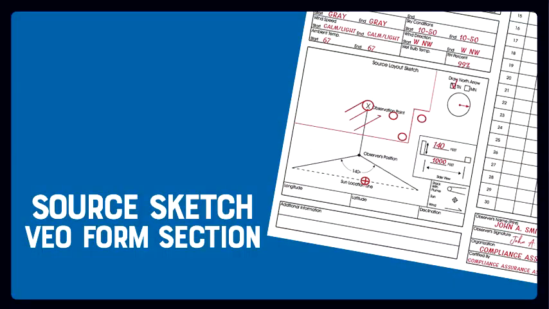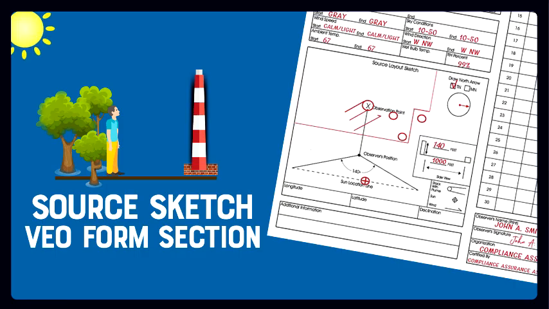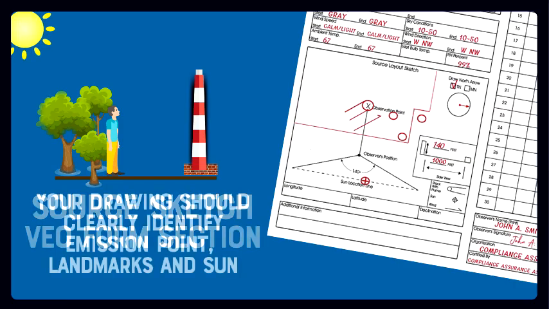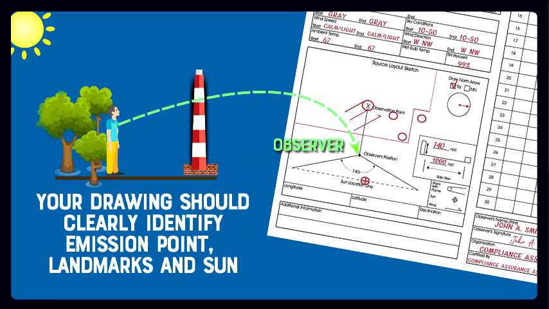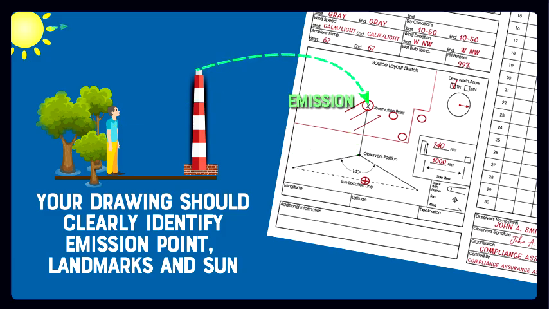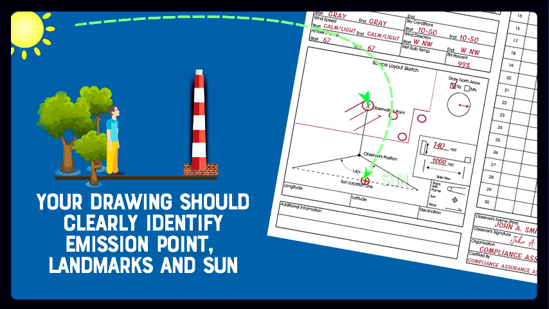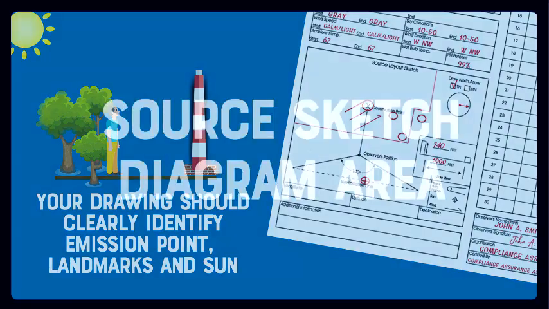This video covers the source sketch section of the Method 9 observation form. The source layout sketch illustrates the observer's position in relation to the emission point, landmarks, and the sun position. The drawing should clearly identify which emission source is being observed and enable future observers to locate the observation position.